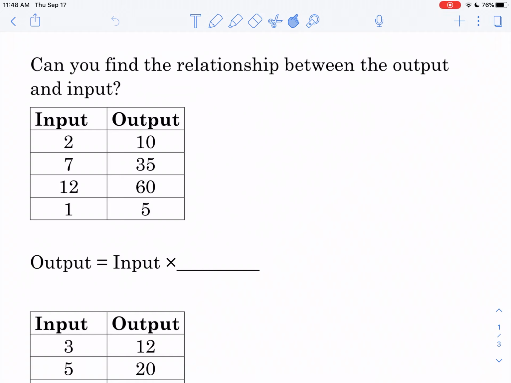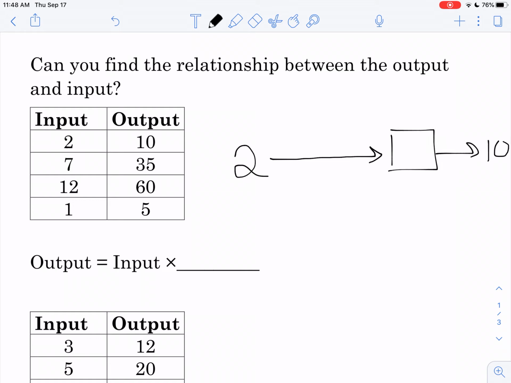In this video, we're looking at an introduction to linear relationships. We're starting with an input and an output table. When you put the number 2 into my machine, out pops 10. Can you figure out what the machine is doing?